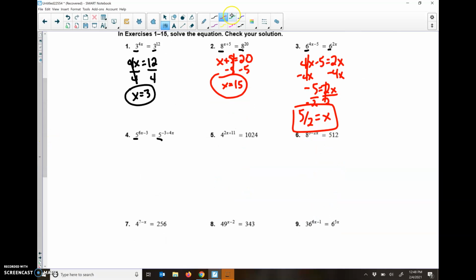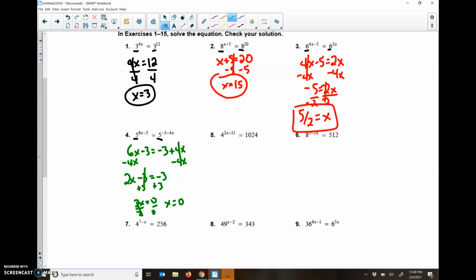Okay, and then the last of these easier problems, so 6x minus 3 equals negative 3 plus 4x. So I'm going to get my x's together, subtract 4x, I get 2x minus 3 equals negative 3, add 3, and we figure out that x equals 0. Okay, so these are going to be the easier of the bunch because they have the same bases.